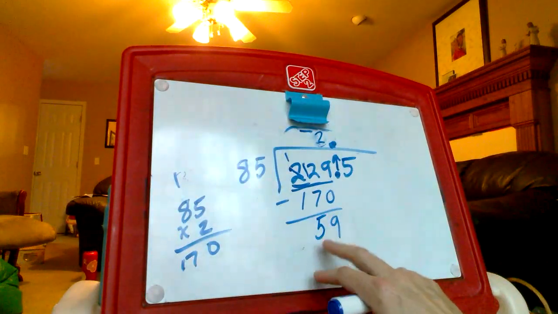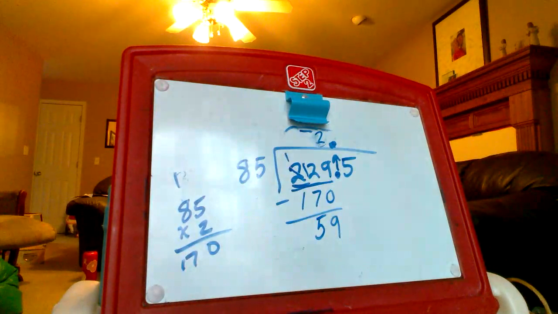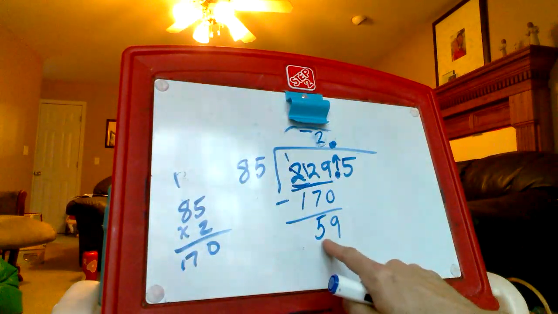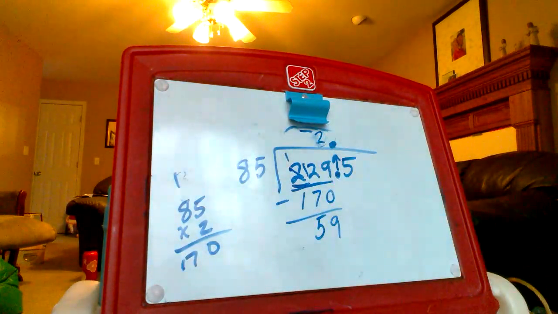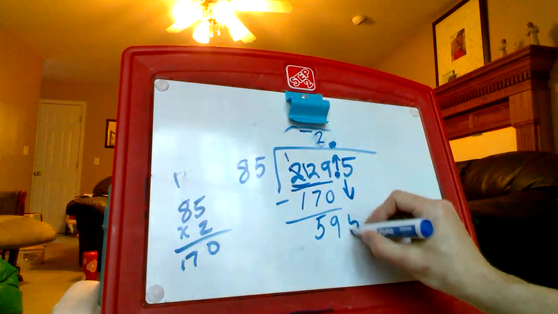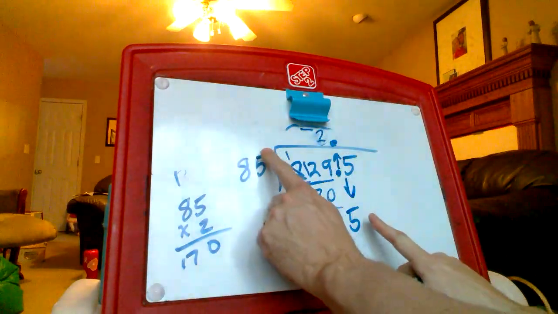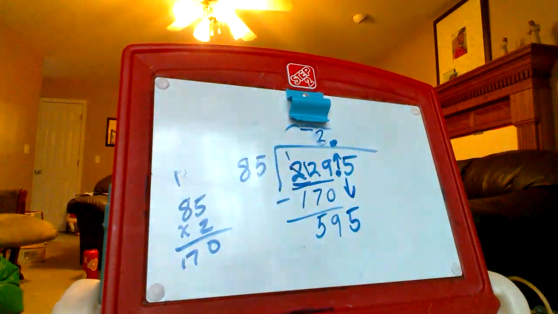Now, always pay attention. Is 59 smaller than 85? Yes, so we're good. If it was bigger than 85, 2 wouldn't have been enough, so we would have had to go up another one. So I'm going to bring down my 5. Now, how many times will 85 go into 595? Again, you can cover up this twice. How many times will 8 go into 59?